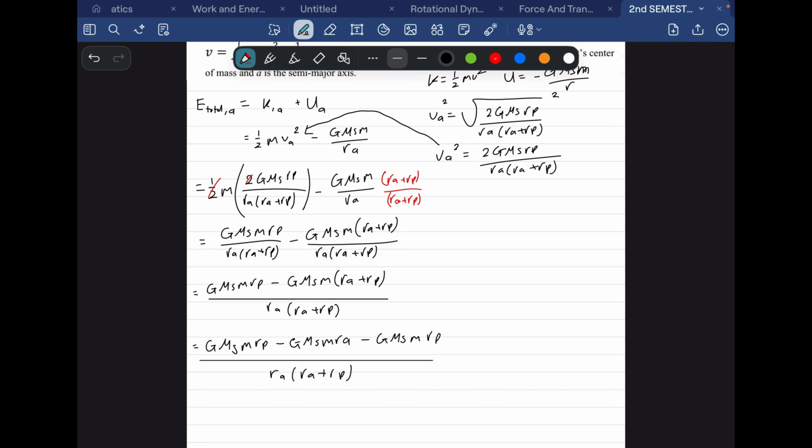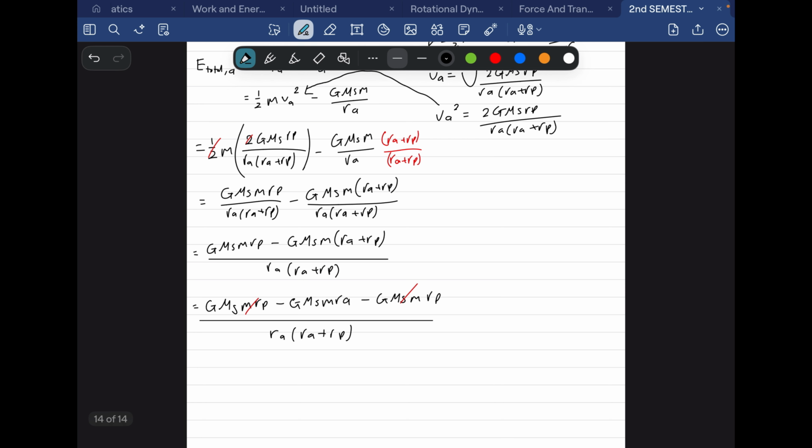Okay. So this 2 would cancel out, leaving you with this. Right, so you have this. And then the R apogee would cancel out. So you get negative G M_s mass of the object over R_A plus R_P.